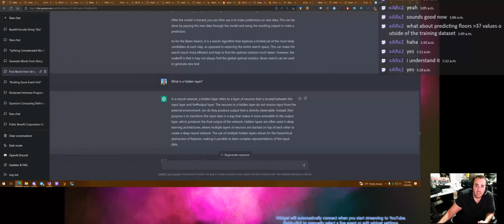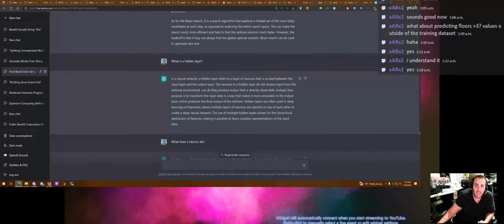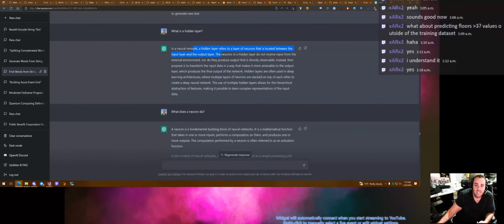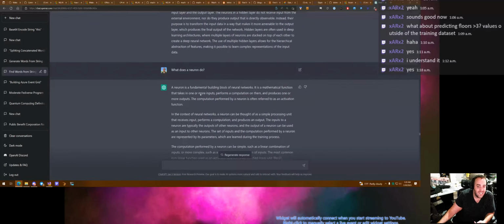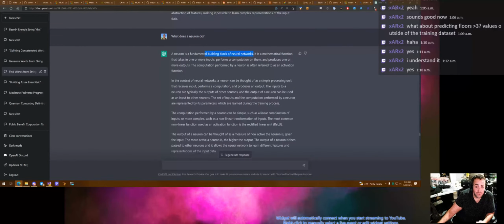So it's talking about hidden layers and stuff like that. And I said, what's a hidden layer? It's the layer of neurons located between the input and the output, so it's everything in between your input and output. So I said, what does a neuron do? It says it's the fundamental building block of neural networks, a mathematical function that takes in one or more inputs, performs computation on them, and produces one or more outputs. The computation performed by a neuron is also referred to as an activation function. So now we're getting somewhere.